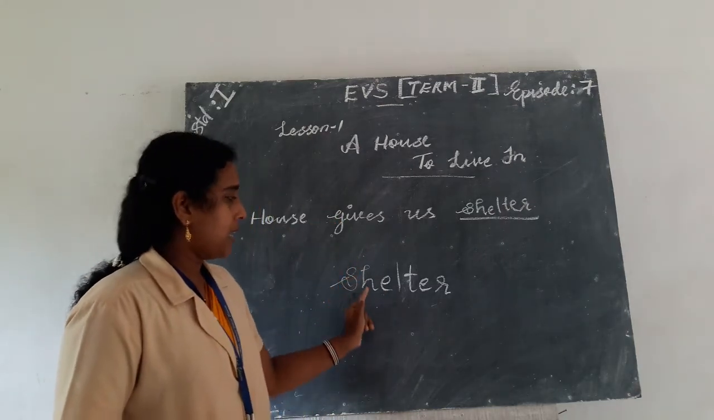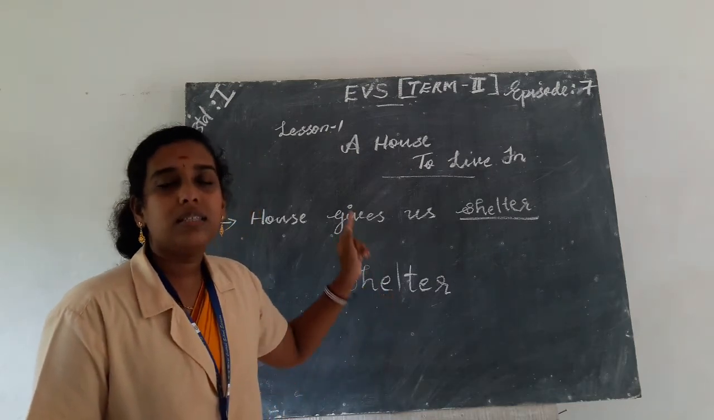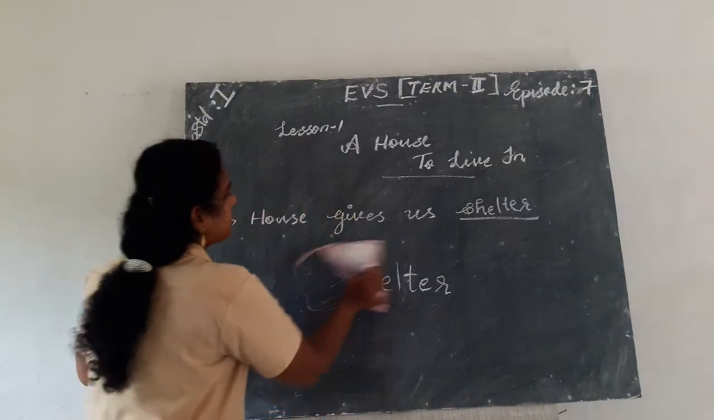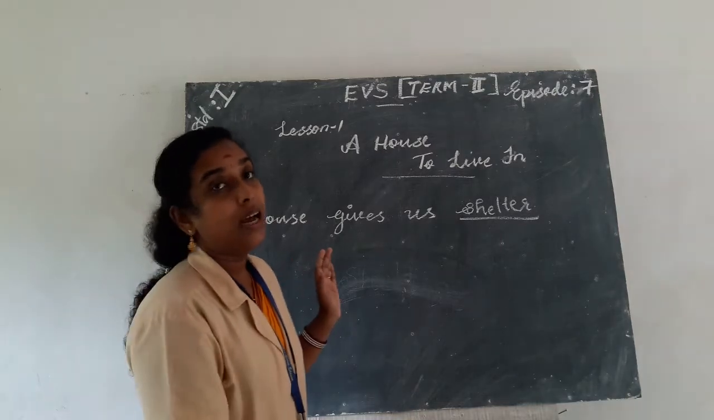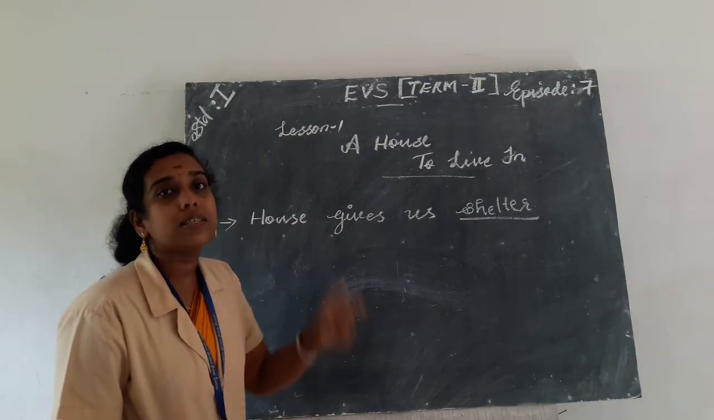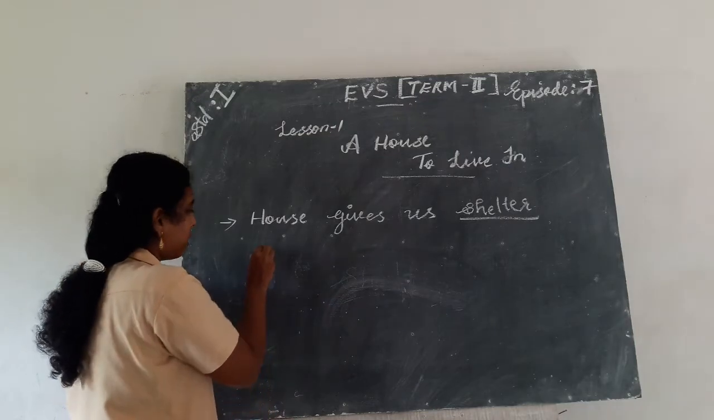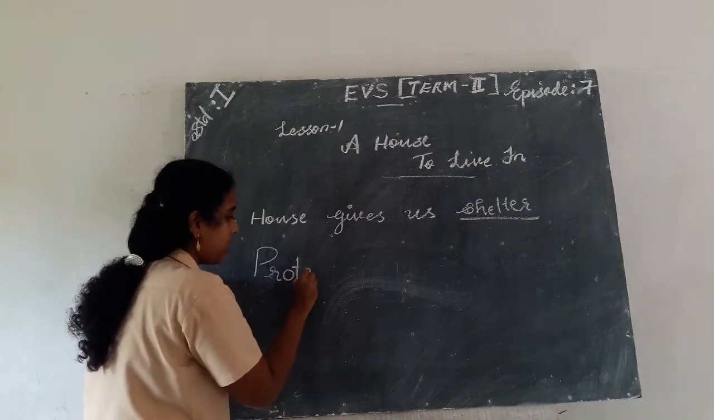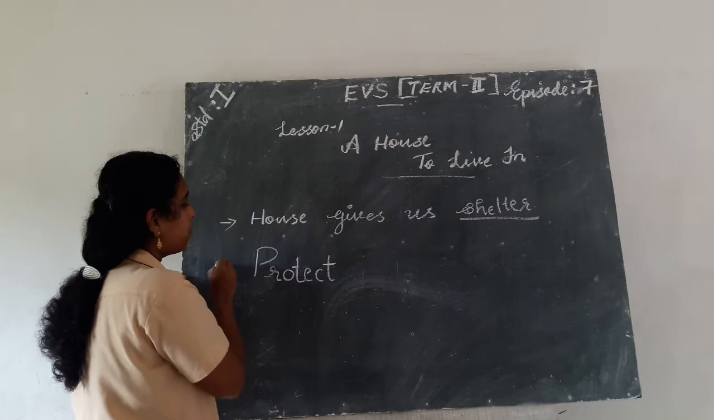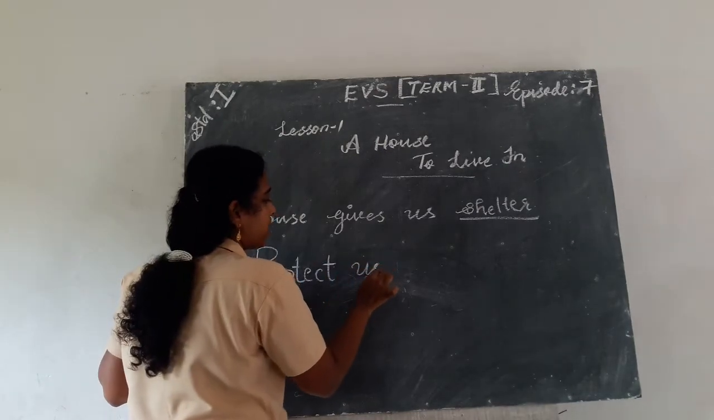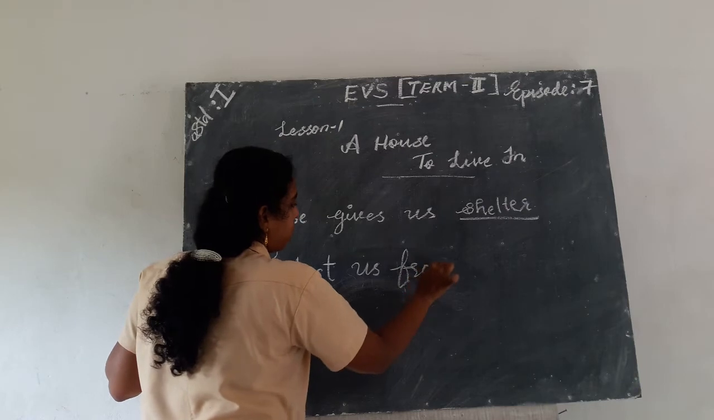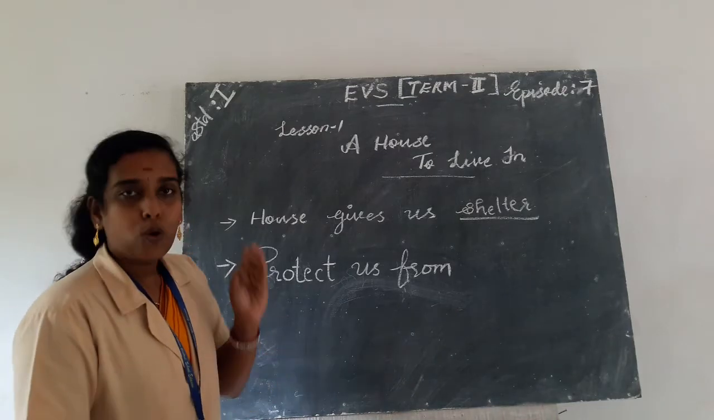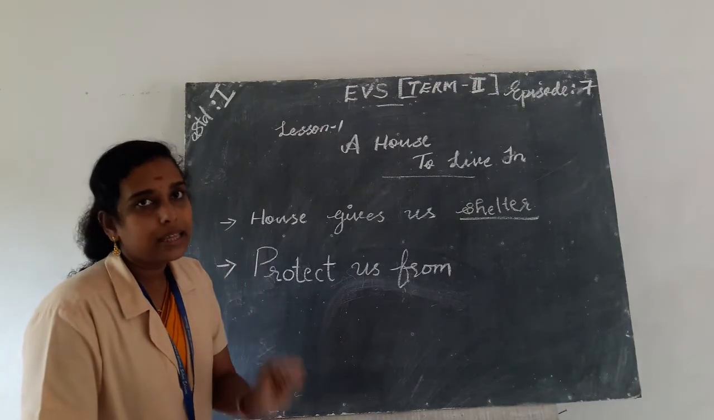S-H-E-L-T-E-R, shelter. And the second importance is our house protects us from the sun, which means our house protects us from the heat of the sun. So house protect, P-R-O-T-E-C-T, protect us from, F-R-O-M, protect us from sun, rain, cold, strange animals, and thieves.